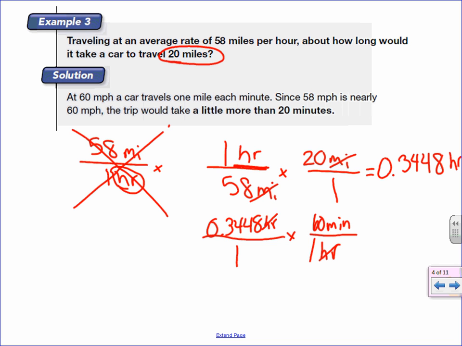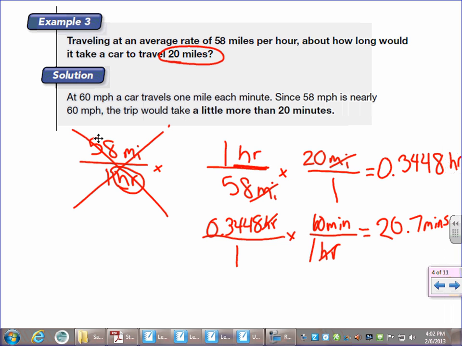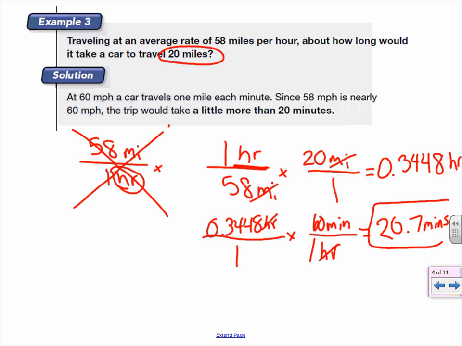Okay, more usefulness for conversions, which was lesson 6. So if I multiply that by 60, that says it's about 20.7 minutes. So just over 20 minutes, almost 21 minutes. But again, having that estimation skill is pretty important. If I'm going 58, 55, I know I'm going to be going almost a mile a minute, a little bit slower.